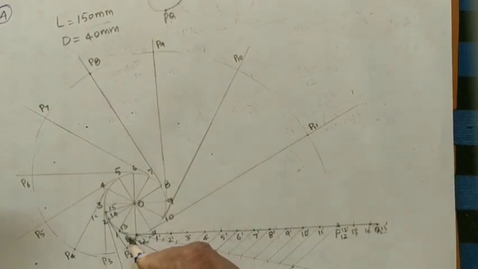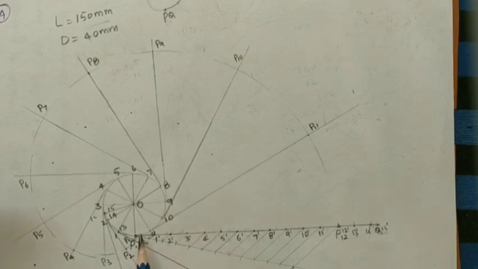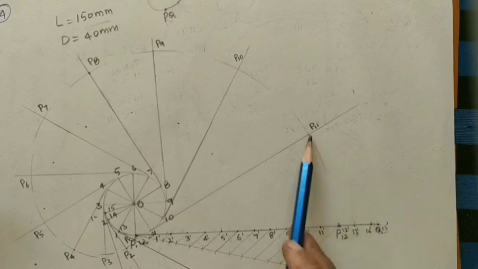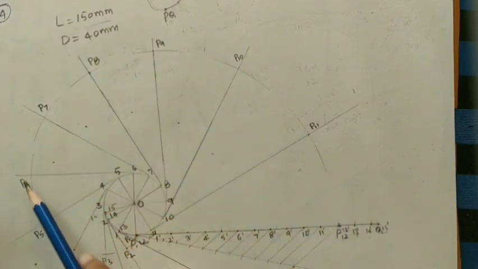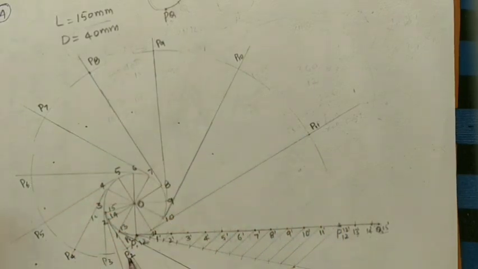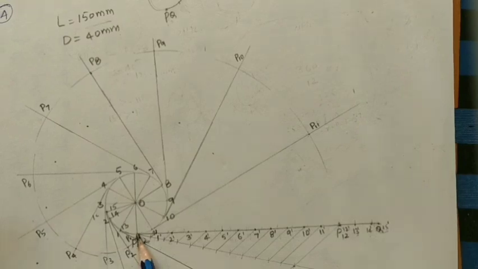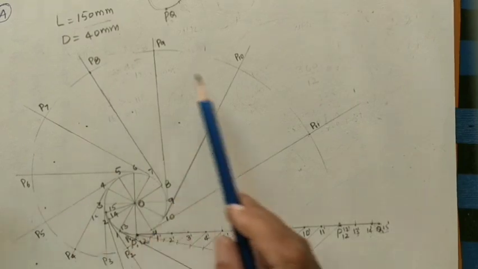Okay, this is P1 and this point is initial point P and P12. Both are at the same point. Now here we got P12, P11, P10, P9, P8, P7, P6, P5, P4, P3, P2 and then P1 and then last one P. Okay, so P1 to P12 we got.